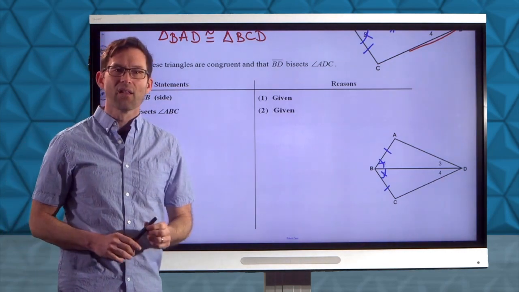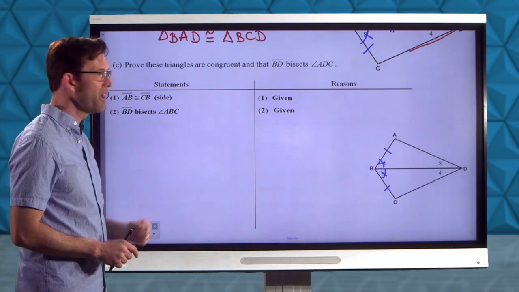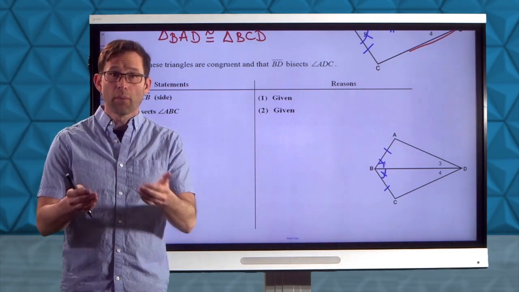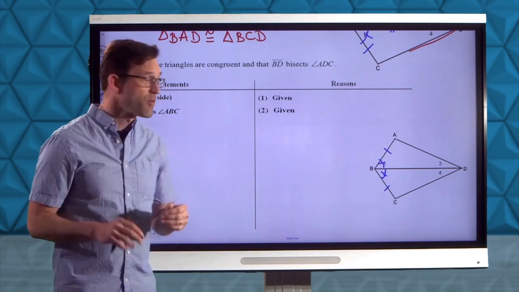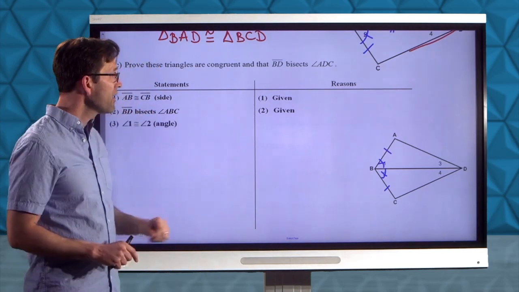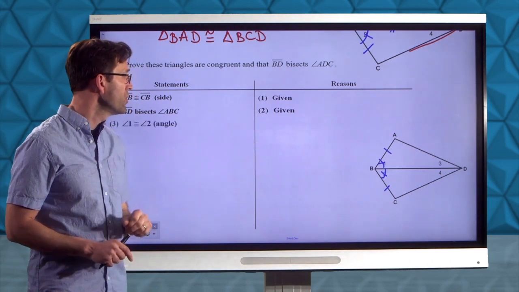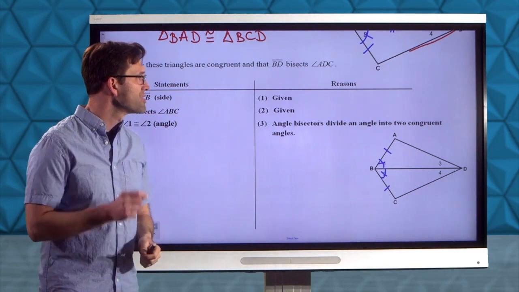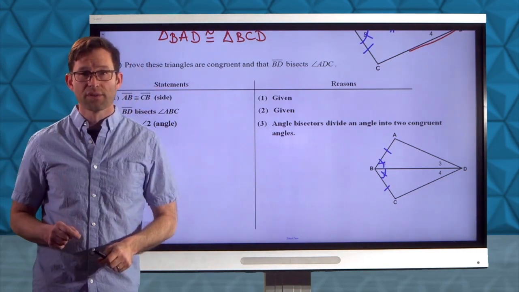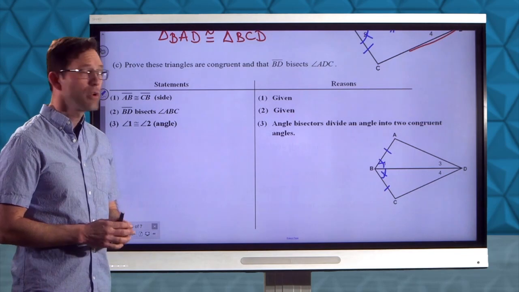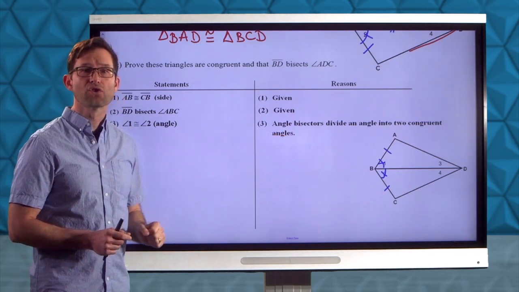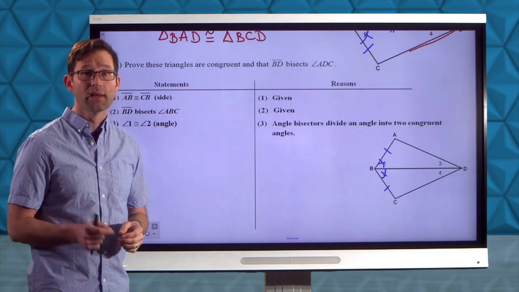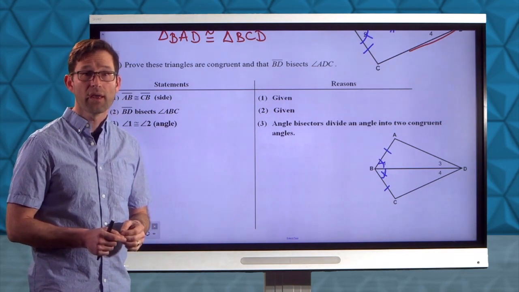BD bisects angle ABC, right? BD bisects angle ABC. But what conclusion can we draw on that, right? What can we get from that? Well, from that, we can get the fact that angle 1 is congruent to angle 2. Why? Because angle bisectors divide an angle into two congruent angles. Now again, this is where your teacher might say, oh, it's completely okay to just write down definition of an angle bisector. If so, go for it. It's a lot less you have to write, okay?